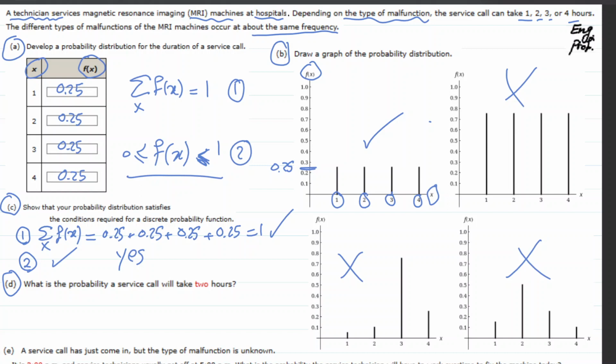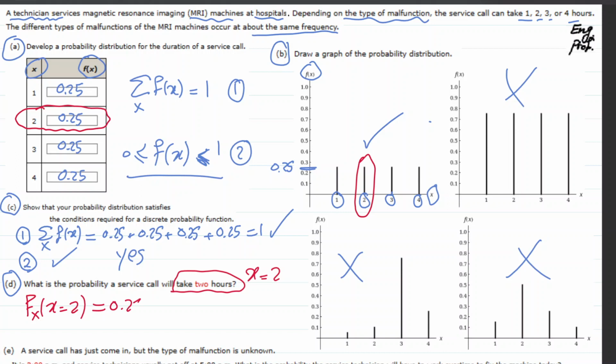Maybe the best way is visualizing it using the graph of the probability distribution that we have. It says, what is the probability a service call will take exactly 2 hours? By that, we are talking about the case of x equal to 2, which means this one, or in the tabulated version, this one. So f of x equal to 2 is equal to 0.25. So it's 0.25, or a 25% chance.